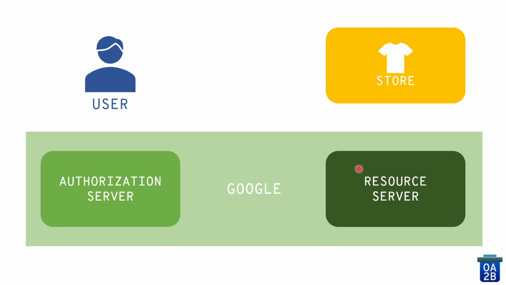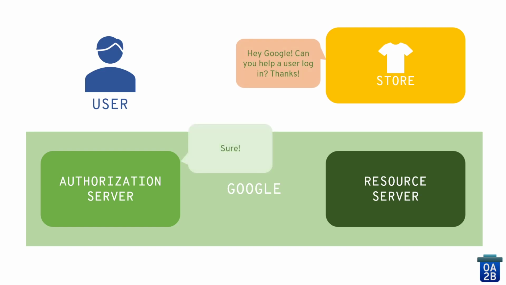But the t-shirt store cannot directly access the resource server. Google will need you, the user, to authorize the t-shirt store before it can access your information on the resource server. And surprise, surprise, since we're talking about authorization, Google's authorization server will handle that. So let's see how this interaction would go. Remember, you have clicked on the sign in with Google button. Now the t-shirt store will be like, hey Google, can you help a user log in? I have this user who wants to log in, and Google will be like, sure, I'll handle that.